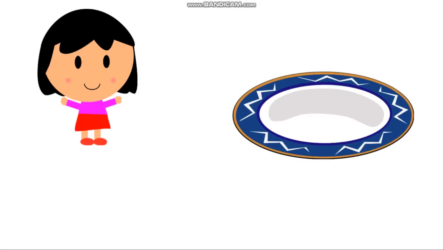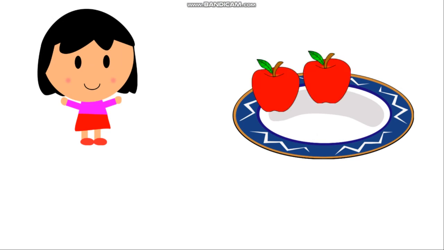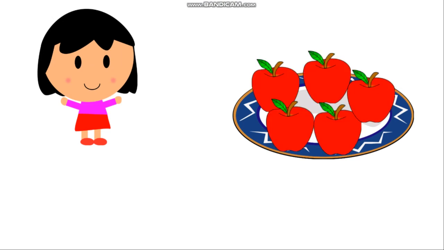Now Ria has come to the kitchen. In the kitchen, she sees a plate and there are apples in it. Can you count the apples for Ria? 1, 2, 3, 4 and 5. There are 5 apples in the plate.